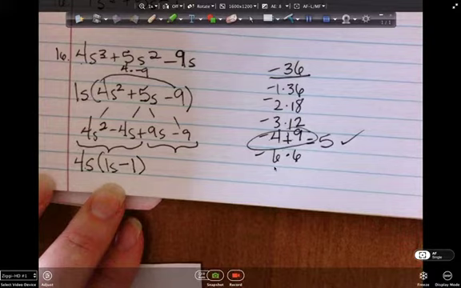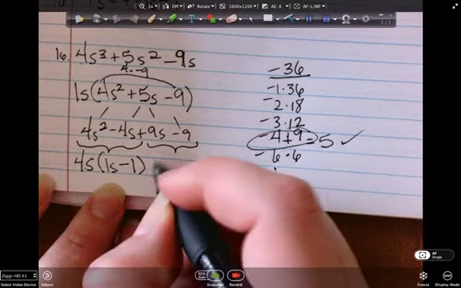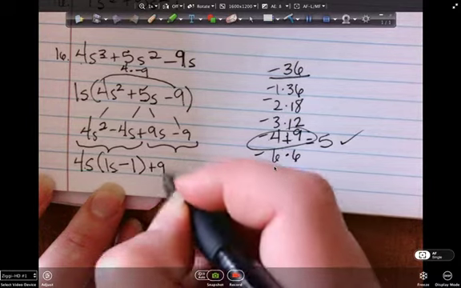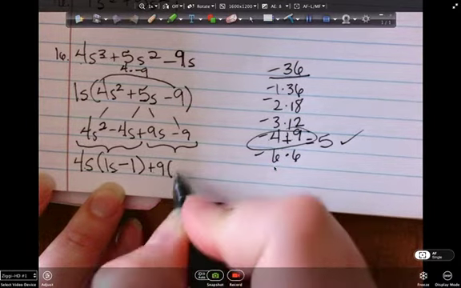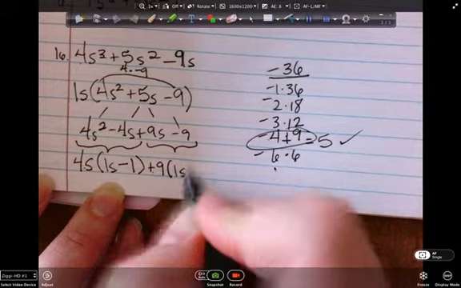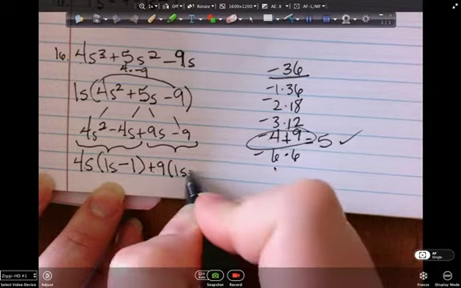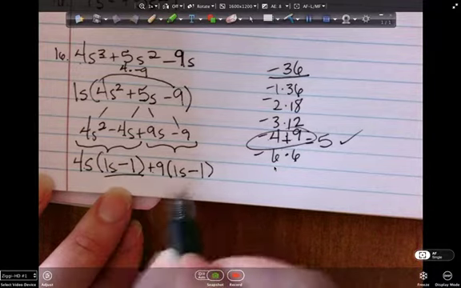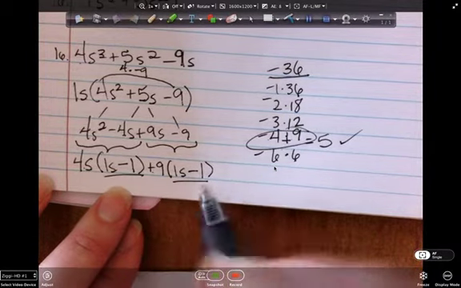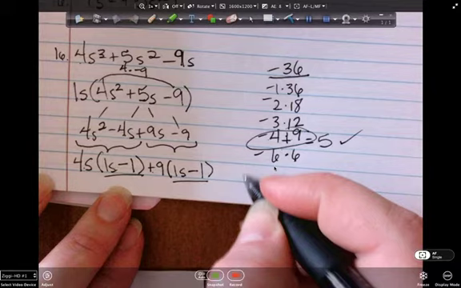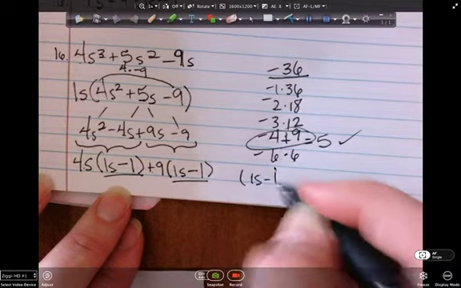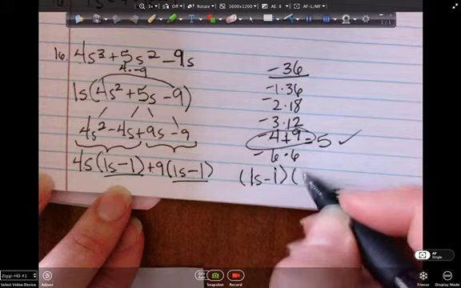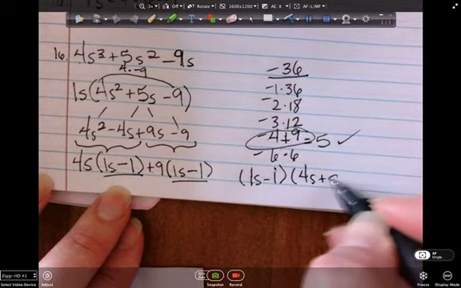Here I have 9s minus 9. So again, my greatest common factor between 9 and 9 is 9. So 9 divided by 9 is 1. S, I didn't take away an s, so I still have it. And then negative 9 divided by 9 is negative 1. So inside my parentheses, I match. I have 1s minus 1. So that's going to be my first set of parentheses, 1s minus 1. Then, in my second set of parentheses, I'm going to have 4s plus 9 because that's what's on the outside.